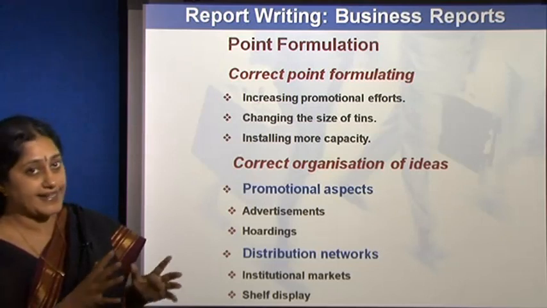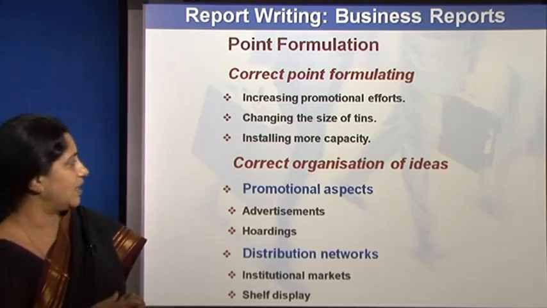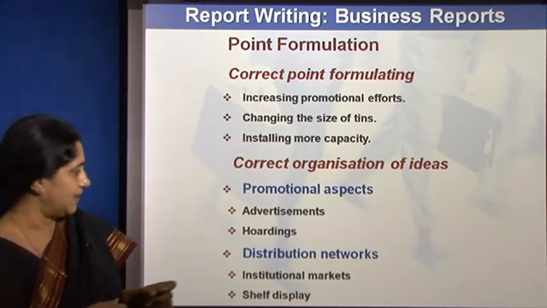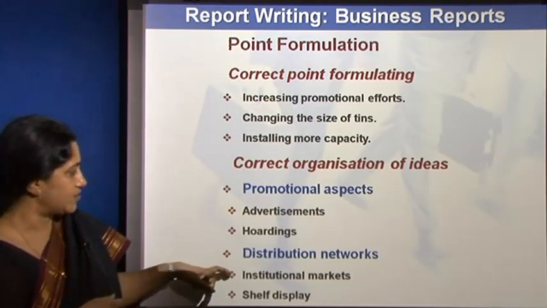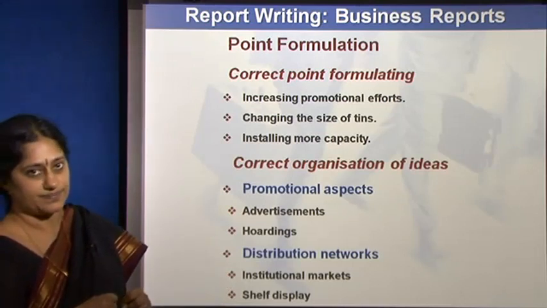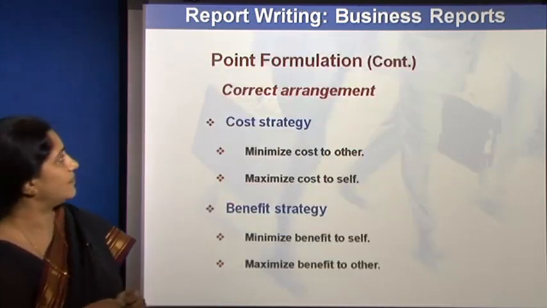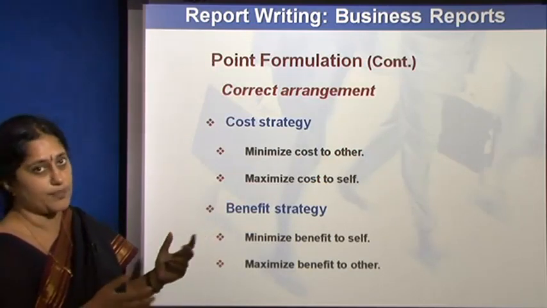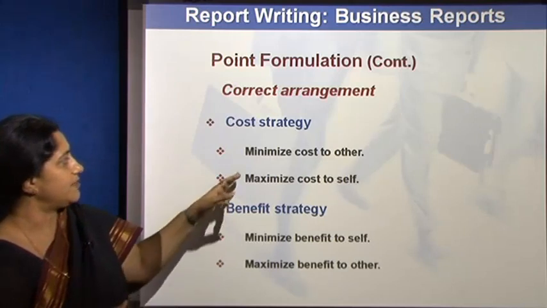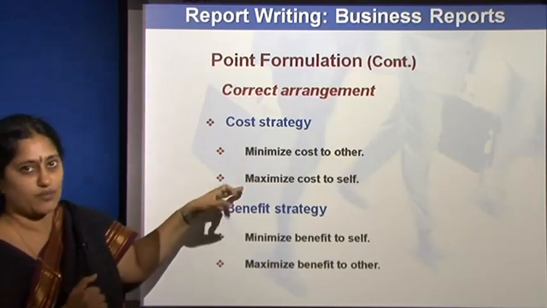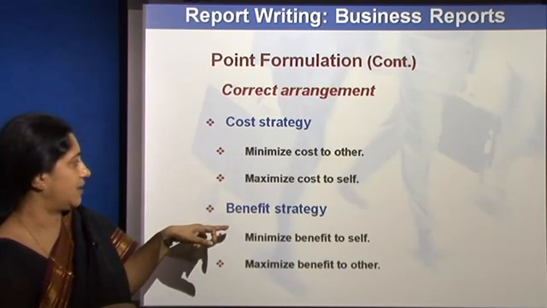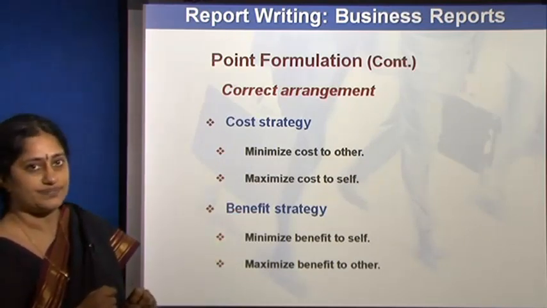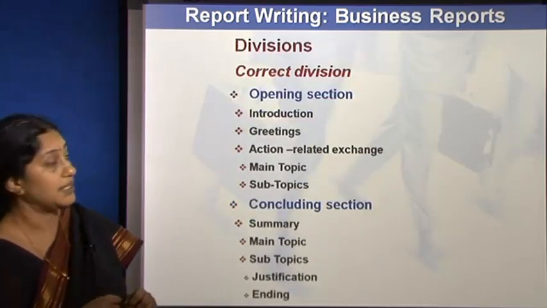Correct organization of ideas. Promotional aspects could be advertisements, hoardings, distribution networks, institutional markets, shelf display. Again, correct arrangement could be a cost strategy or a benefit strategy. Minimize cost to others or maximize cost to self, both mean the same. Benefit strategy, where minimize benefit to self or maximize benefit to other. Divisions.